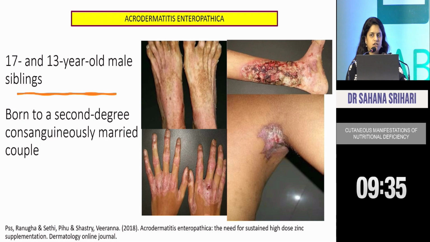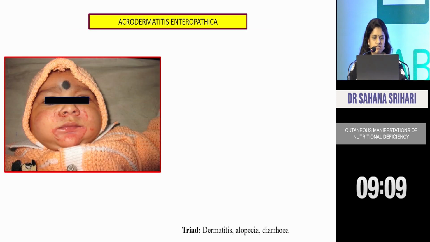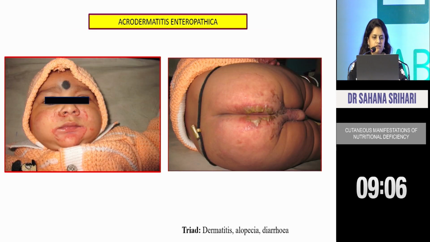Here we describe 2 male siblings aged 17 and 13 years, born to a second-degree consanguineously married couple. They had genetic zinc deficiency, and when they had stopped taking the medication, they presented to the hospital with these lesions and they were supplemented with zinc and counseled regarding lifelong supplementation with the same. In the hair, we can find striations on microscopy. This again is a picture showing lesions in zinc deficiency. Here we can see that it characteristically spares the upper lip.